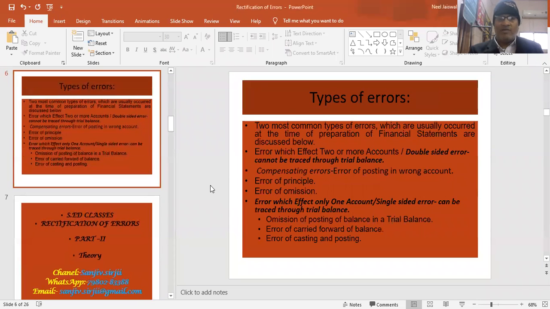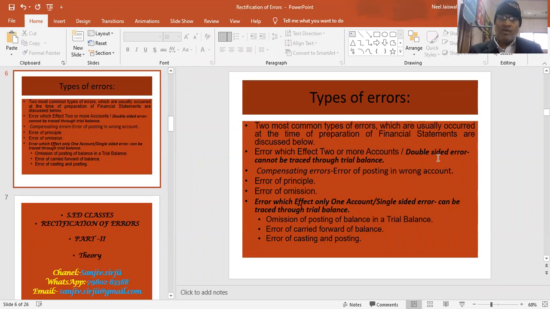Okay, so the students see that these errors which we have got, that is single-sided error, is affecting our trial balance, and double-sided error is not affecting our trial balance. So two types of errors as we are talking about. The common type of errors, one is double-sided, which is affecting two or more accounts, and one is single-sided error, which is not affecting two or more accounts, only one account is affected.